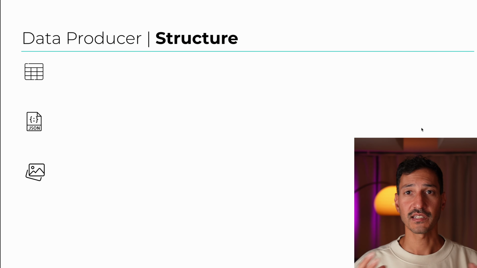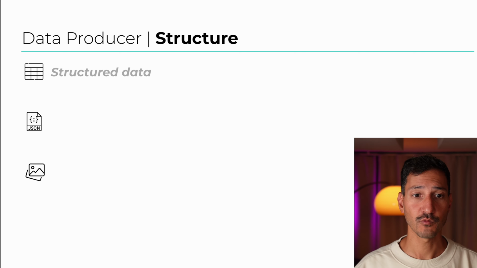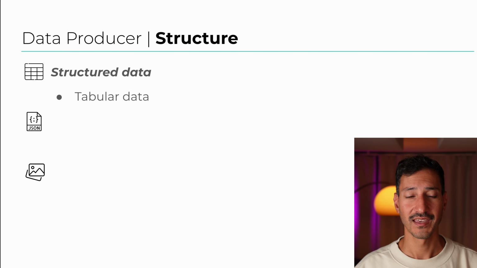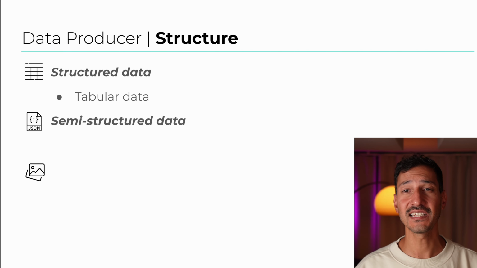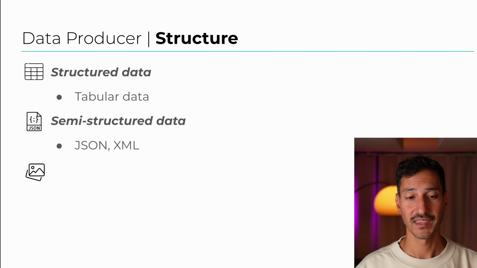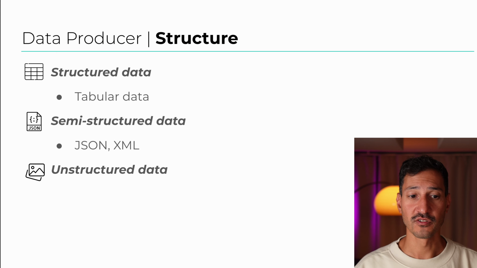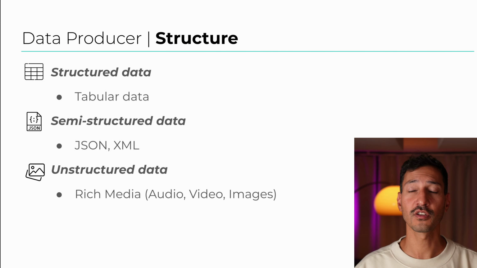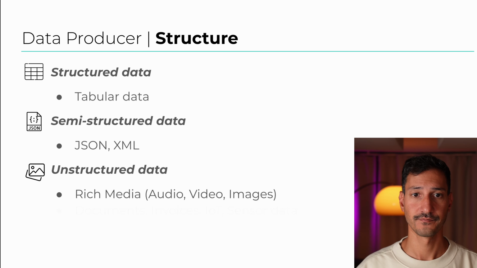Data can be broadly categorized into 3 types of structure. In the past, we had a lot of structured data. So this is basically tabular data. Nowadays, we have a lot of semi-structured data. So for example, JSON or XML files. Nowadays, we have also lots of unstructured data, such as rich media like audio, video, or images.